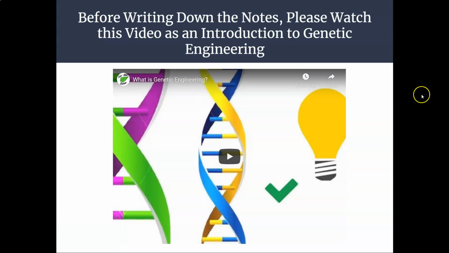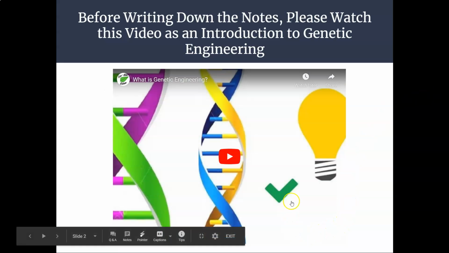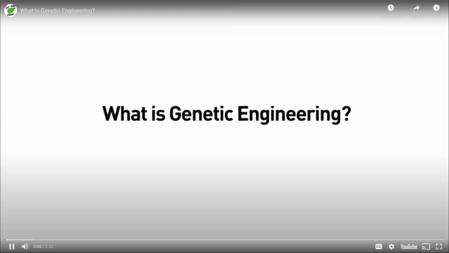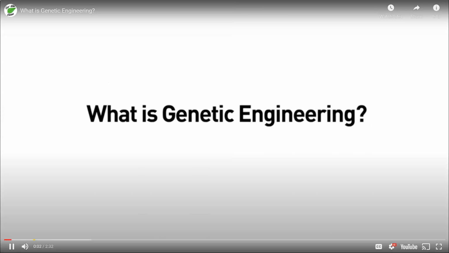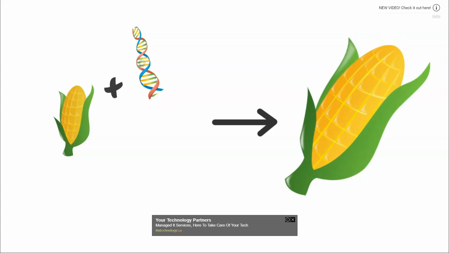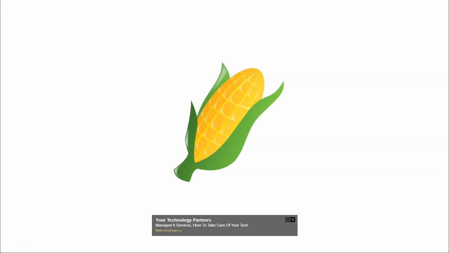Before we do, we're going to watch this quick video to have an idea about what genetic engineering is. Genetic engineering is when the genetic code of an organism is altered to produce a desired trait. This is done by taking a gene from one and inserting it into the DNA of another to get the wanted end result. To get a better sense of how this is done, let's first understand how DNA works.